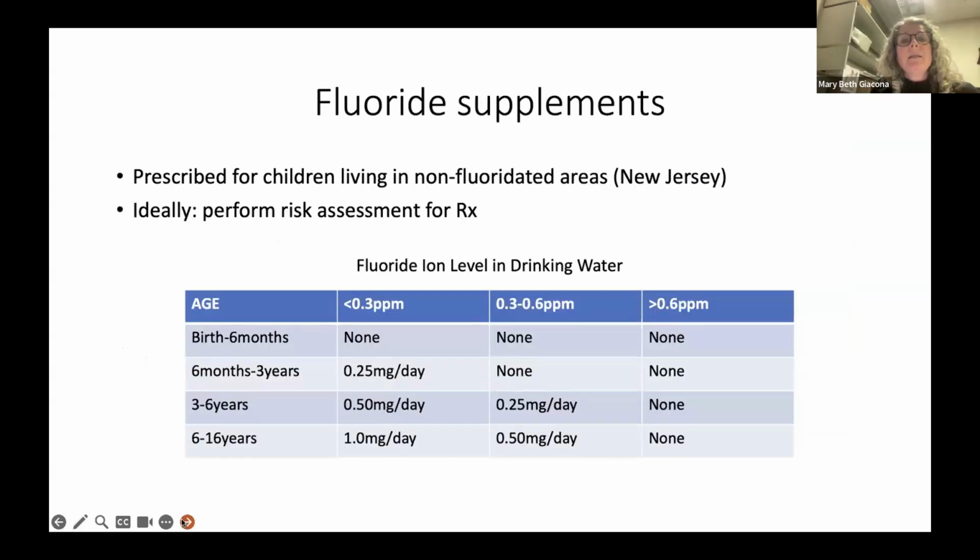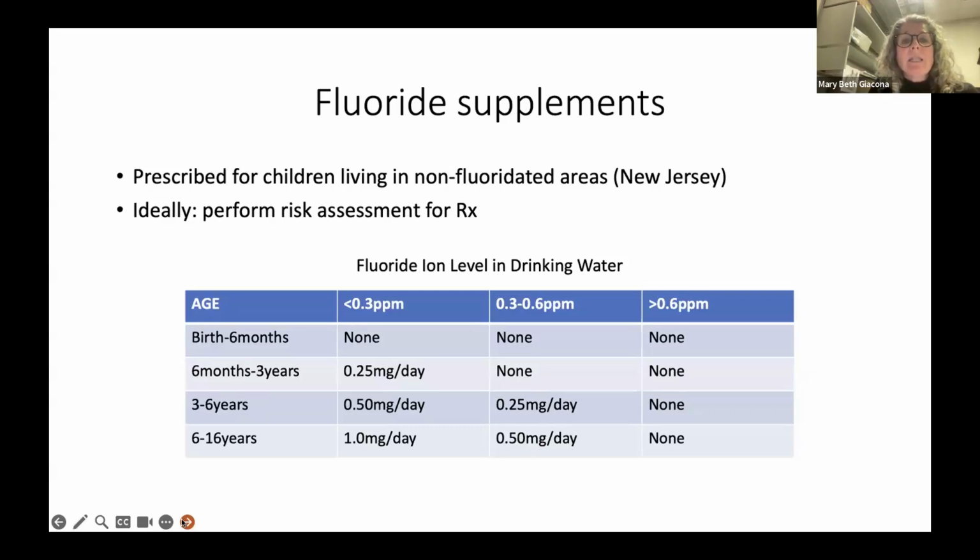So for those of us living in non-fluoridated areas, such as most of the state of New Jersey, pediatricians and dentists and pediatric dentists, as a subset of those, will often prescribe vitamins with fluoride in them. And this is just a chart of the current recommendations for fluoride prescription. So if the person is drinking fluoridated water that's fluoridated at a level of 0.6 parts per million or higher, then we don't give any supplement. And you can see by age, it kind of goes up.